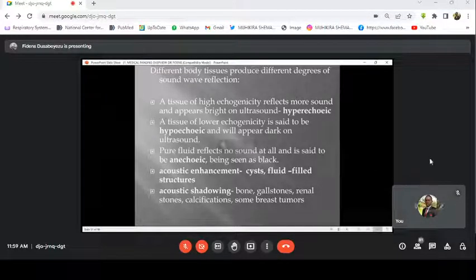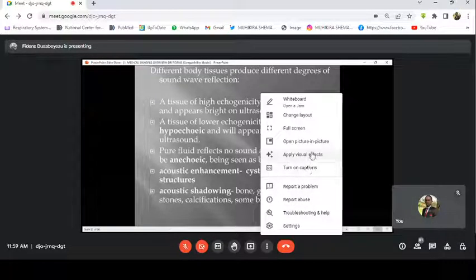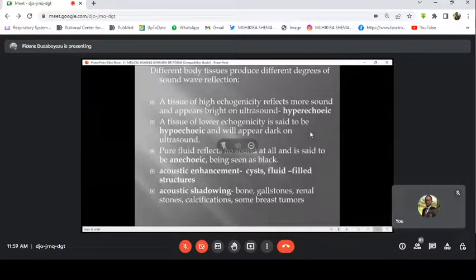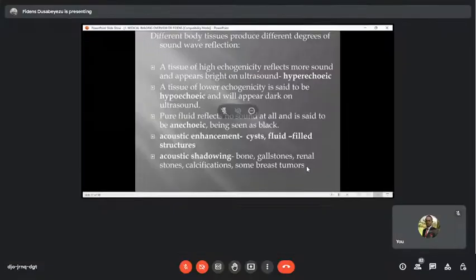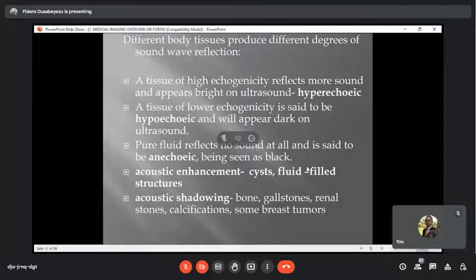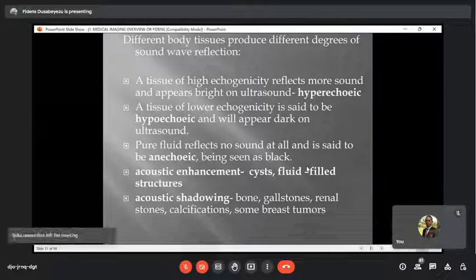And it is called anechoic. Anechoic means without sound. There is no echo. But when some fluid has some debris, it's not pure fluid. It has some debris, maybe, and it will reflect some waves. And at that time, I do not call it an anechoic structure.